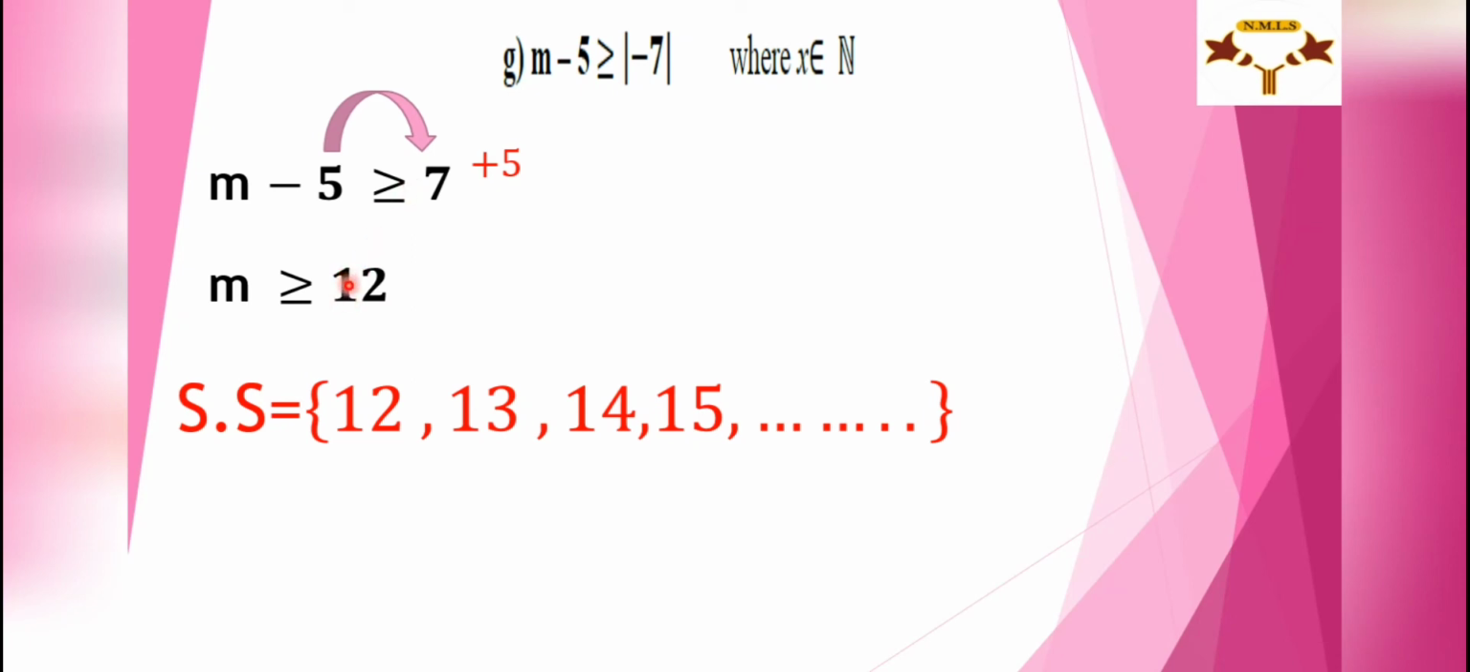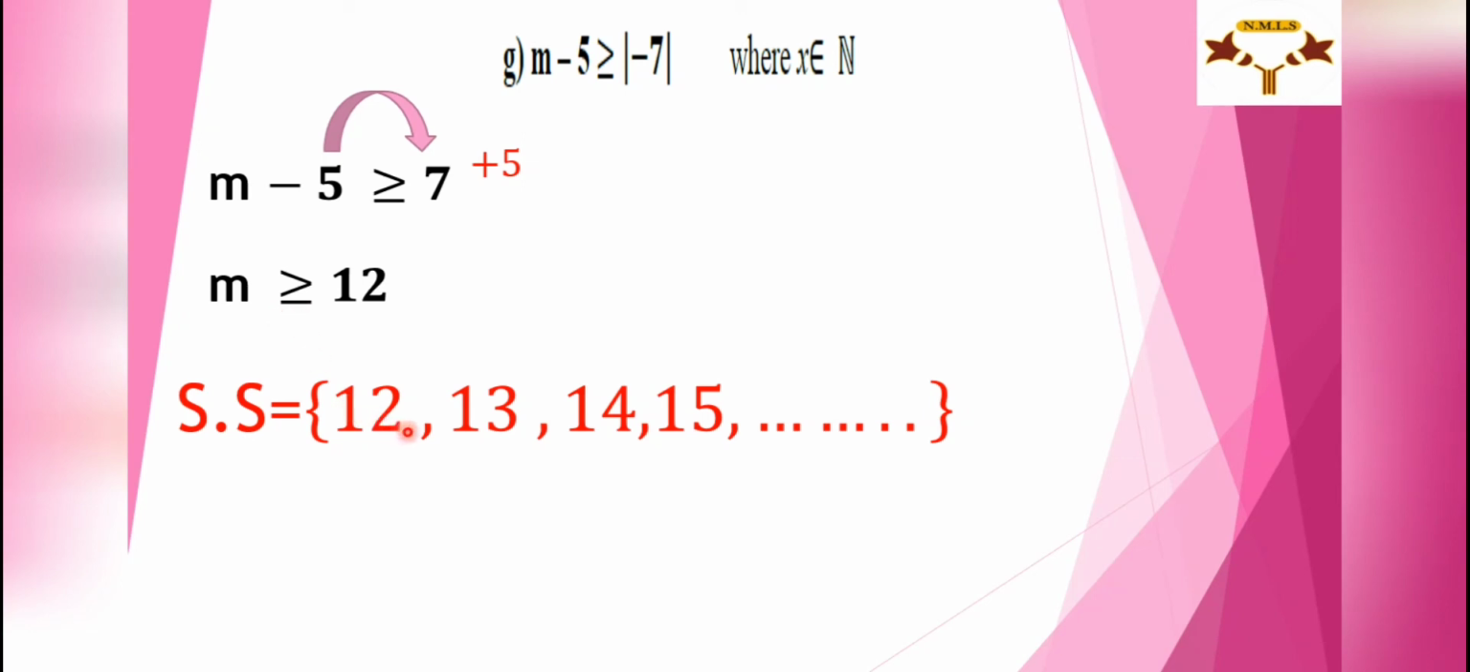So, solution set. Let's just ask yourself, what are the numbers that are greater than or equal to 12? So this sign includes equal. So I will put the 12 in the solution set because of the equal sign. So let's think together, what are the numbers that are greater than or equal to 12?